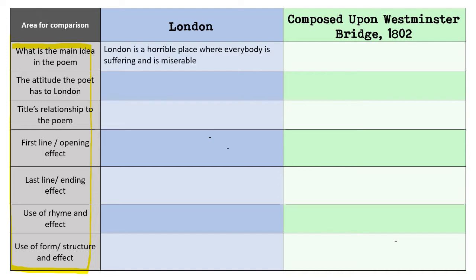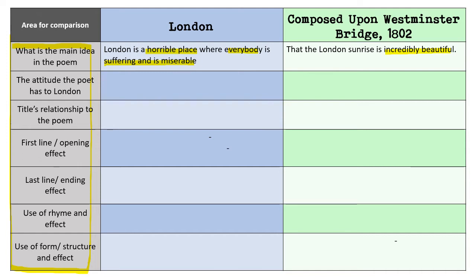So first of all, London, what's the main idea in William Blake's London? Well, London is a horrible place. That's the key idea. Everybody is suffering and they're miserable. That is the key idea of this poem. In contrast, the idea in Westminster Bridge is that London is incredibly beautiful. So you can see that the ideas in both these poems are opposite of each other.